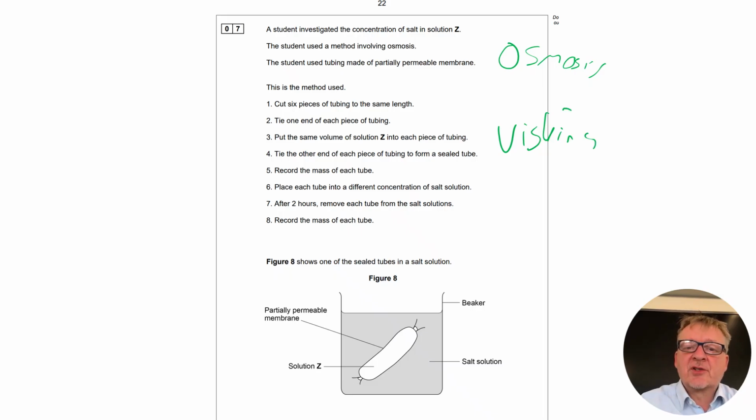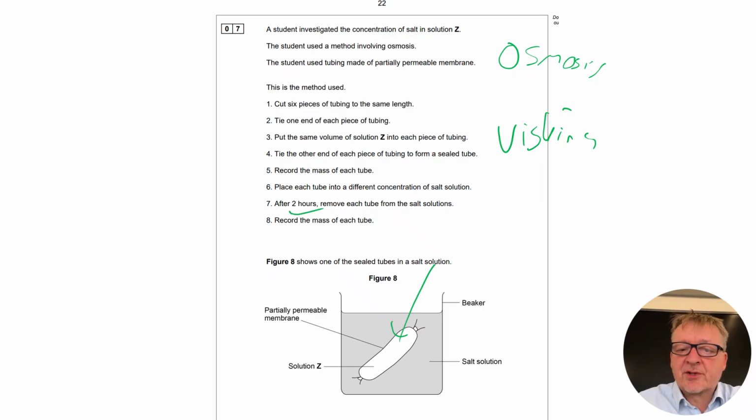Cut 6 pieces of tubing to the same length. Tie one end of each string to each tubing. Put the same volume of solution Z into each of the pieces of the tubing. So same volume into the tubing. Tie the other end, right? And so you've got a sealed tube. Record the mass of each tube. Place each tube into a different concentration of salt solution for 2 hours. That's quite nice and short.